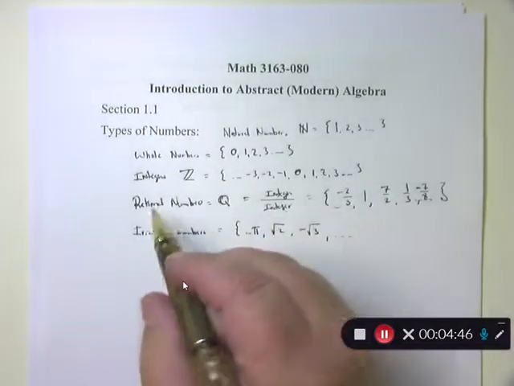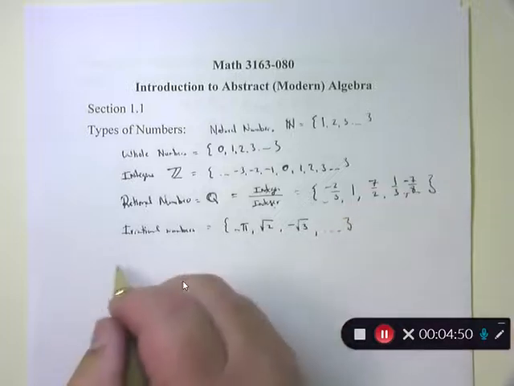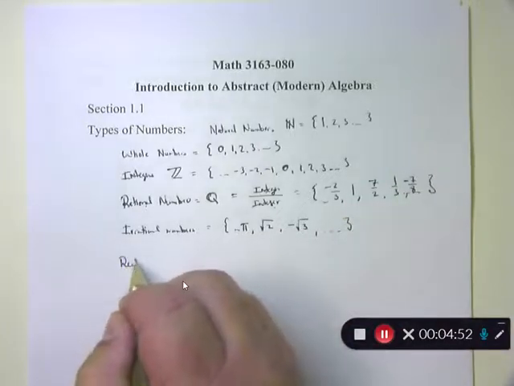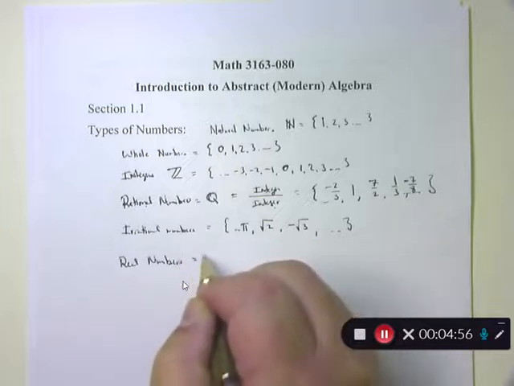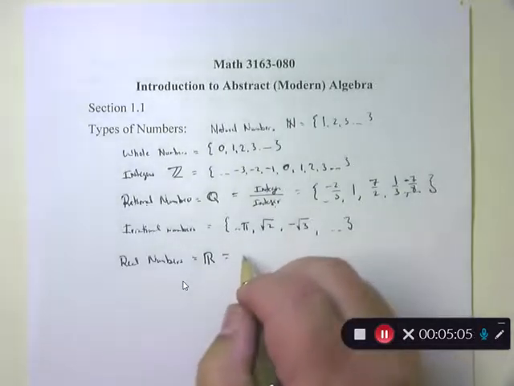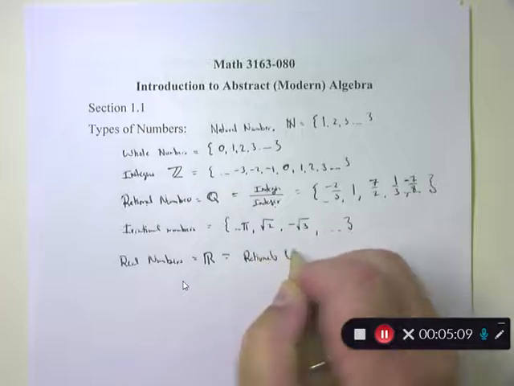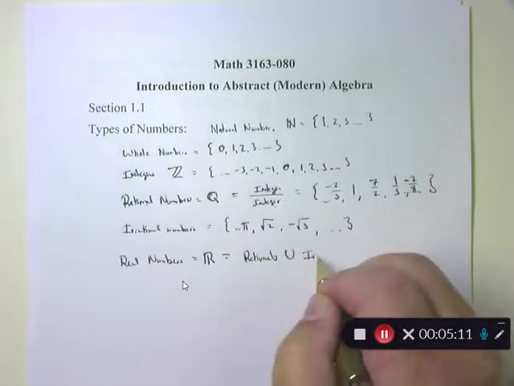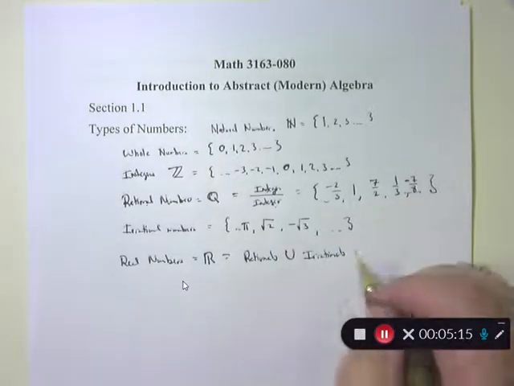When we put the rational numbers together with the irrational numbers, we get a numbering system called the real numbers. You should be very familiar with that. The symbol for that is the famous double-struck R, and that is basically the rationals and the irrationals put together. That is the rationals union the irrationals, and that's all the different kinds of numbers you can think of.